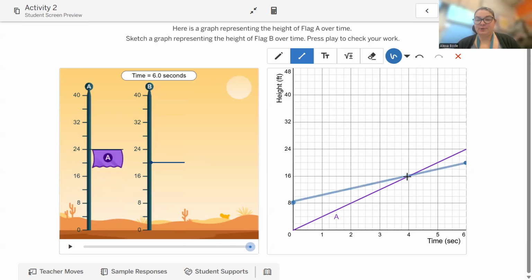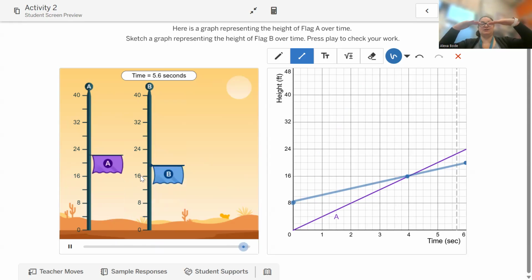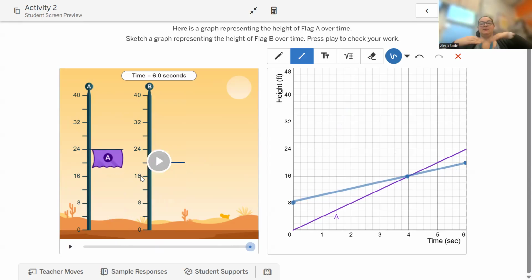Then also notice this point right here where the two lines intersect. This is saying at this point is at 4 seconds and 16 feet. So it's saying at 4 seconds, both flags are going to be at 16 feet. And you can see that both flags are the same height. Both flags are at that 16-foot spot at the 4-second mark.